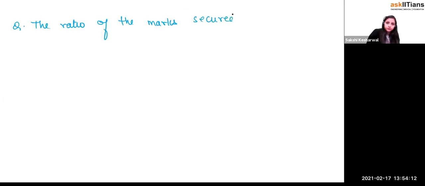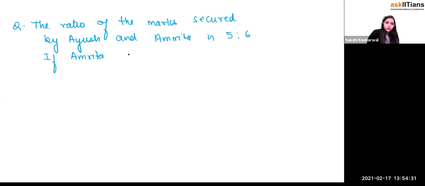Okay, I'll give you the next question. The ratio of the marks secured by Ayush and Amrita is 5:6, right? If Amrita secured 78 marks, what did Ayush score, right?